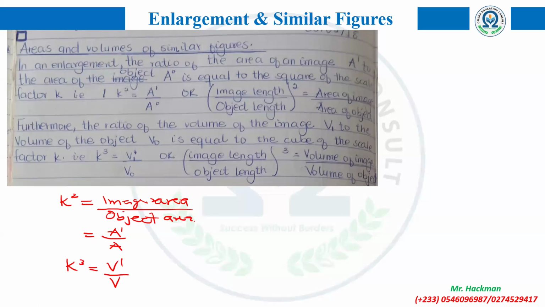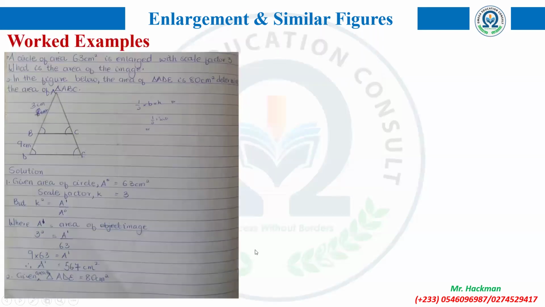So you can make use of this concept here. Let's see a worked example. A circle of area 63 centimeters squared is enlarged with scale factor 3. What is the area of the image?